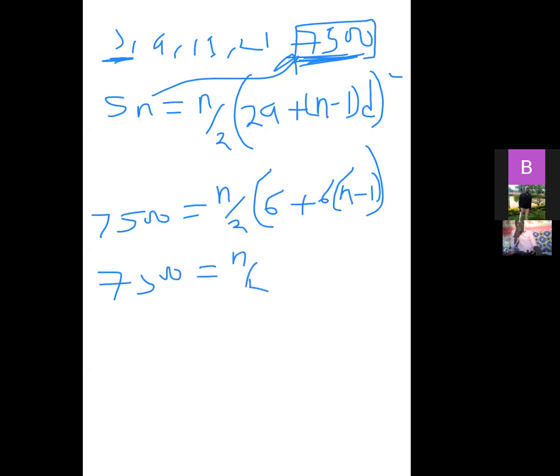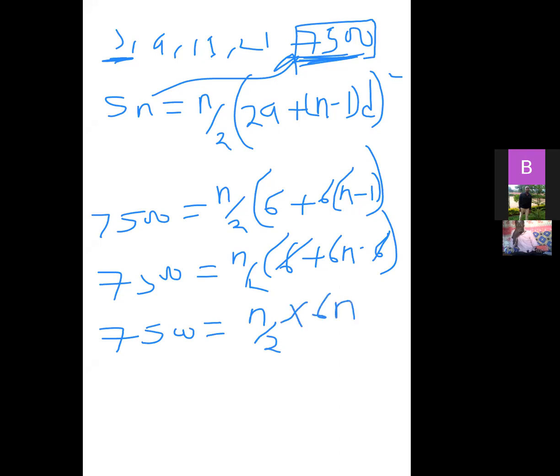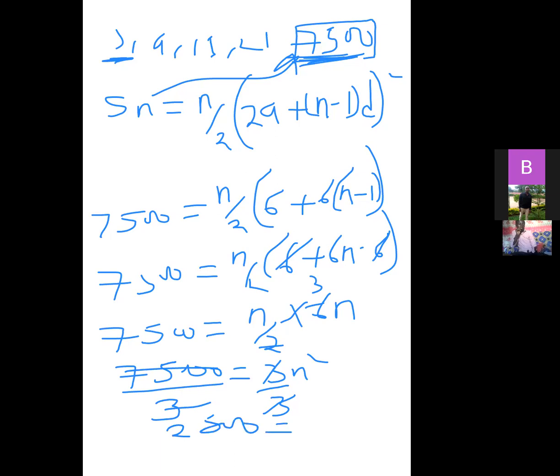7,500 is equal to n over 2 into (6 plus 6n minus 6). Now this 6 can cancel out with this one. You remain with 7,500 is equal to n over 2 times 6n. These two will cancel out. This is 3. So I'm going to have 7,500 is equal to 3n squared. You divide both sides by 3, and this 3 will cancel out. 2,500 is equal to n squared, so that your n is equal to 50 terms.